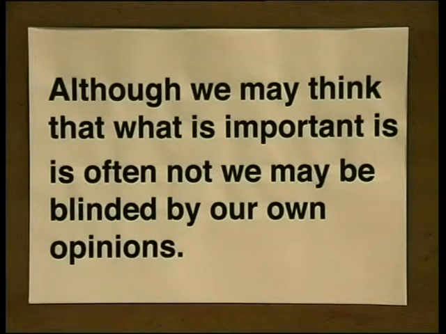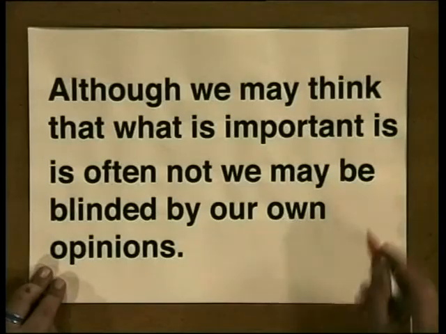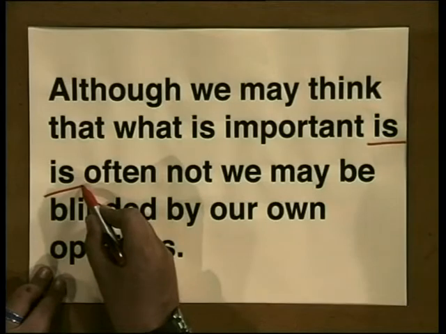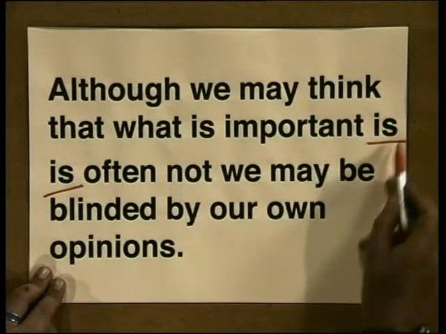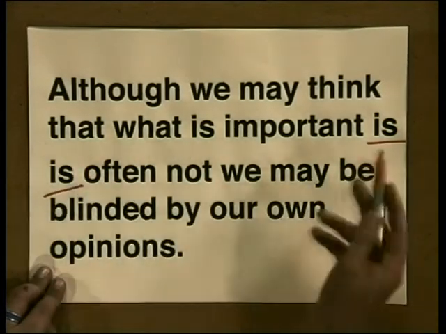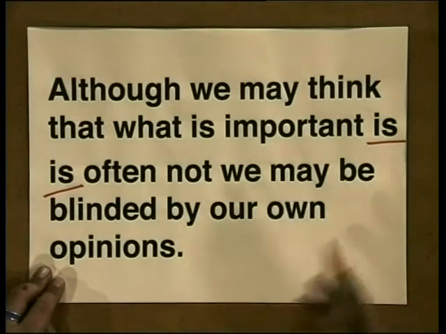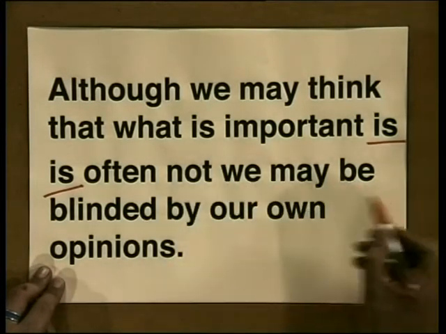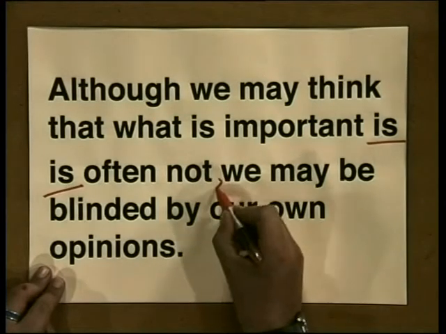Look, for example, at this piece of unedited text which I've made up for you. We can look at the mistakes which I've intentionally made. Although we may think that what is is important is often not we may be blinded by our own opinions. Now, did you notice any mistakes in that text? Well, what I did was repeat the word is. And because it seems to be at the end of this line, at the beginning of the next, I didn't even notice that I'd done that. Then, I've also left out what is effectively a comma there.